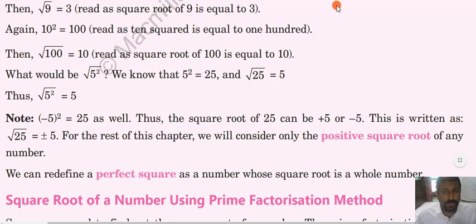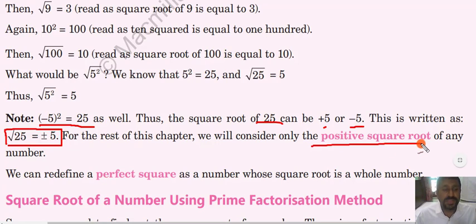A very important point is to be discussed here. It says that minus 5 square is also equal to 25, since I know that minus 5 into minus 5 will give me the result 25. So the square root of 25 can be written as plus 5 or minus 5. Actually in the class it is taught that the square root of 25 equals plus minus 5, but we always take the positive square root only. We are not supposed to take the negative square root.